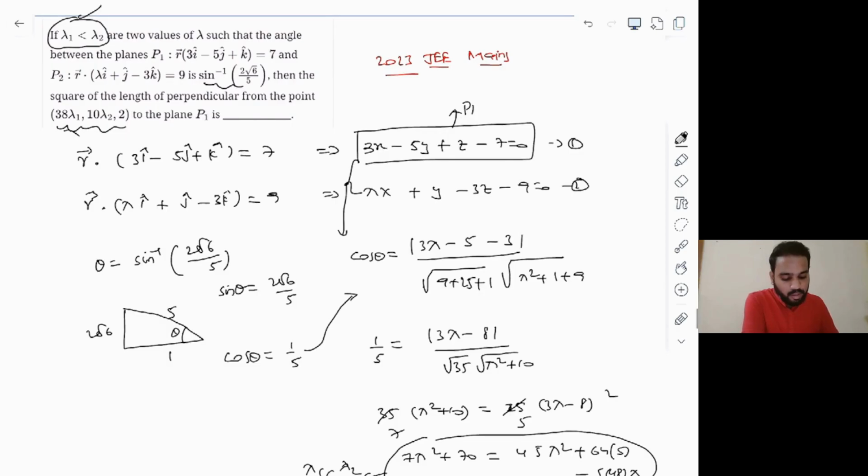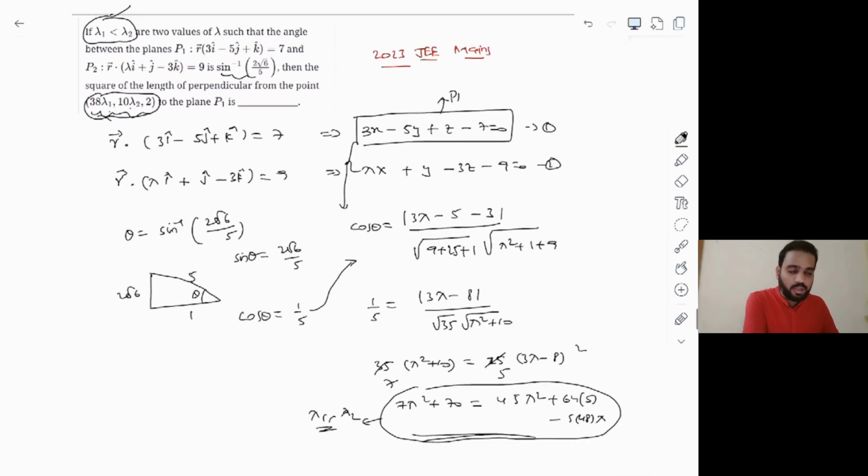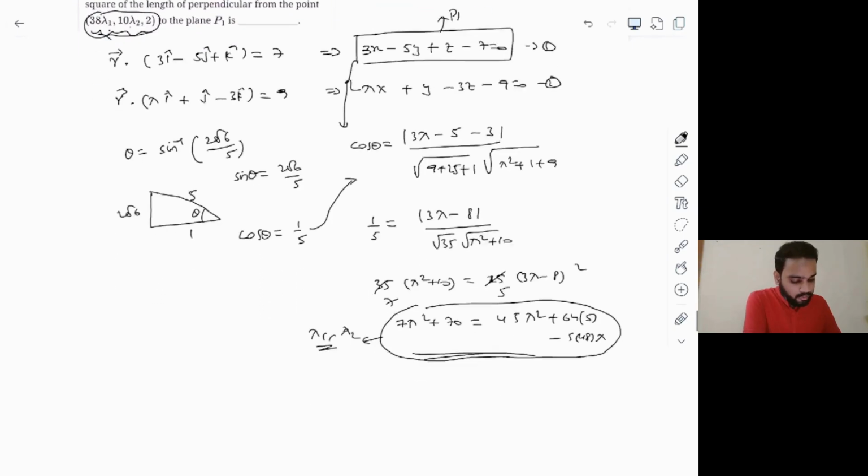And after that, what is the required part? Then the square of the length of perpendicular from the point to the plane P1. So clearly, this equation 1 is your plane P1. And once you know this lambda 1 and lambda 2, you can substitute and get the point. And in the previous question also, I have told you already how to find the perpendicular distance from a given point to the given plane. Okay, so I'm leaving the solving part to you, just to try to get the concept here. And once again, what is the thing that we are using here? Concept of angle between two planes, that is cos theta is equal to sigma a1 a2 divided by root over sigma a1 square multiplied by sigma a2 square. Okay, let's take the next question.